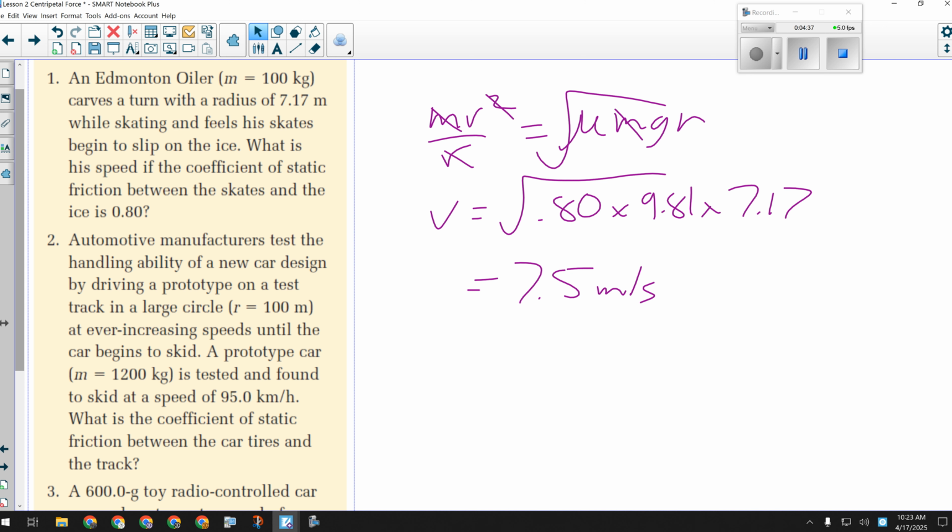So, kind of slow. Now, does that coefficient of friction seem kind of high for ice? Right? Like if you're skating straight on the ice, you slide pretty easily, right? But this is a question about turning. In order to turn on skates, you have to tilt the skate so you get the sharp edges of the skate to cut into the ice.